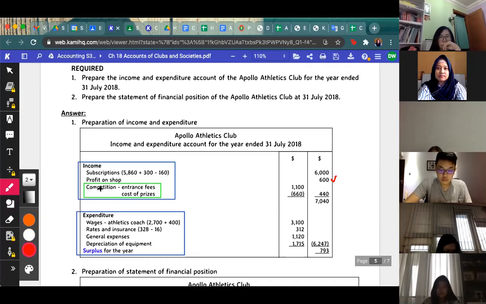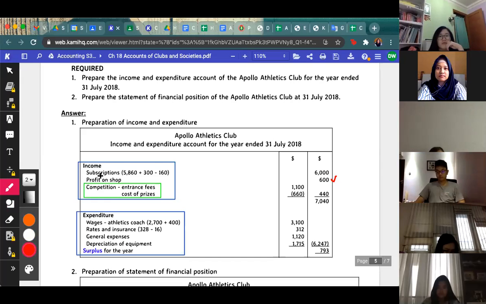And then combine or pair the competition. Competition is the fundraising activity, so you have to pair them. Entrance fees is money in, 1,100, and then money out for cost of prizes is 660. The net income or profit is 440 for the competition. What if your fundraising activity has a loss? If it has a loss, then you will present that under the expenditure column.